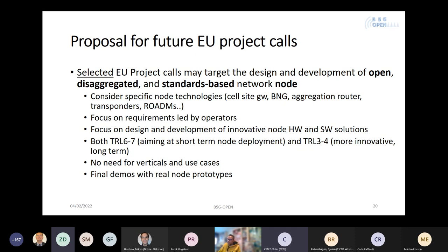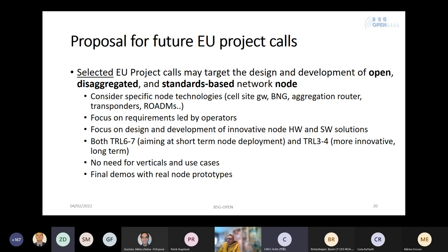So we have some technologies to consider as a base. We have operator requirements already. So we need to develop new hardware and software. We don't even need to focus on vertical use cases. We have plenty of use cases. There are a lot of EU projects covering use cases. So here the key is we also need to work on creating and developing these nodes.